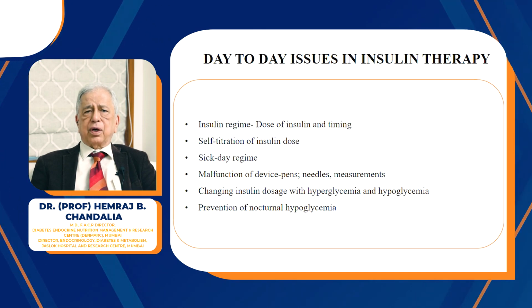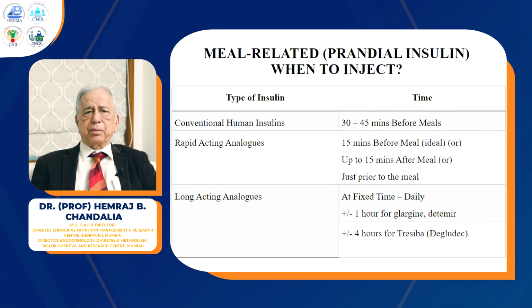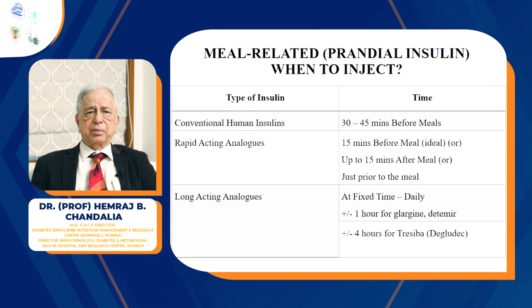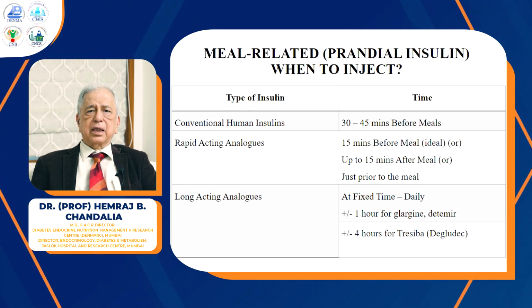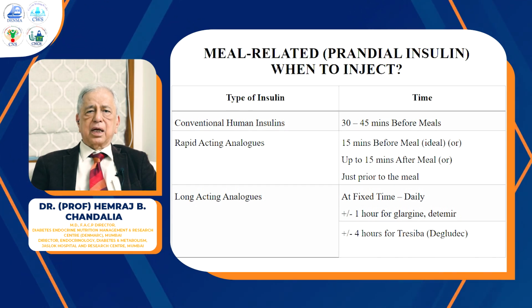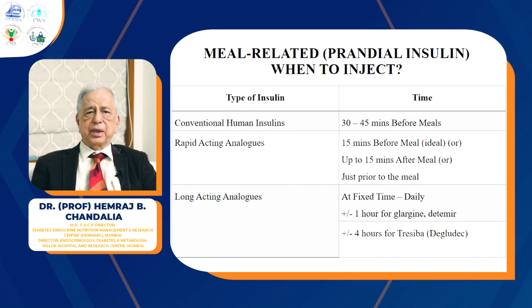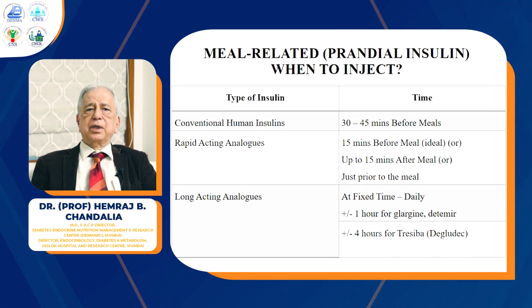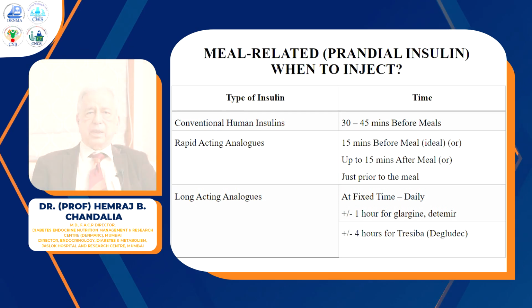Now, another important point is how much time before a meal a particular insulin should be injected. And here we see quickly the human insulin, as I said earlier, 30-45 minutes before meal. Rapid acting analogs about 15 minutes before. Some of them ultra rapid, so maybe just before meal. It is said they can be injected after meal, but ideal time is still 15 minutes before meal.